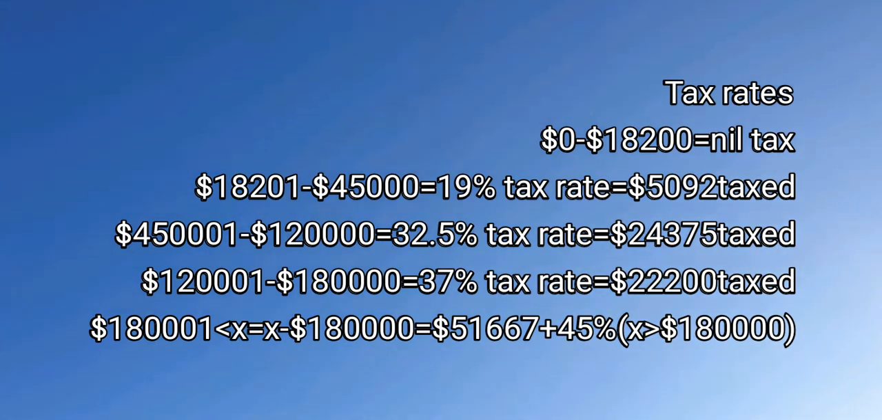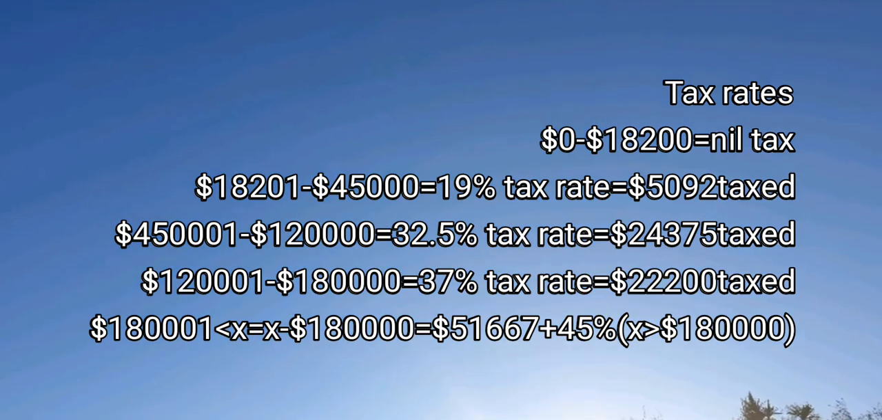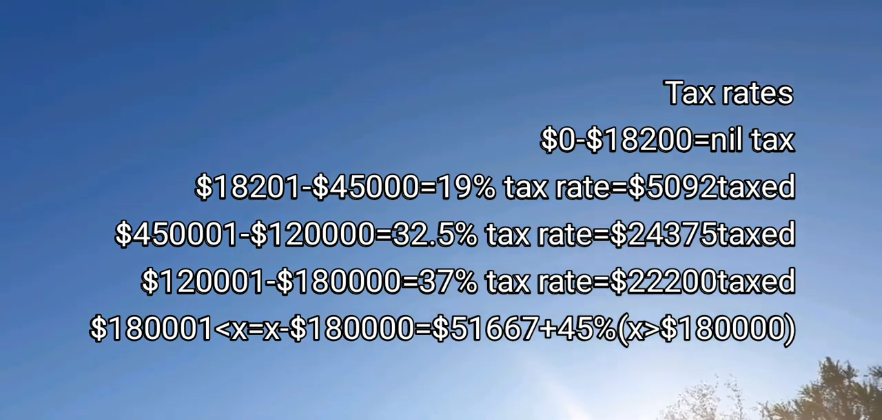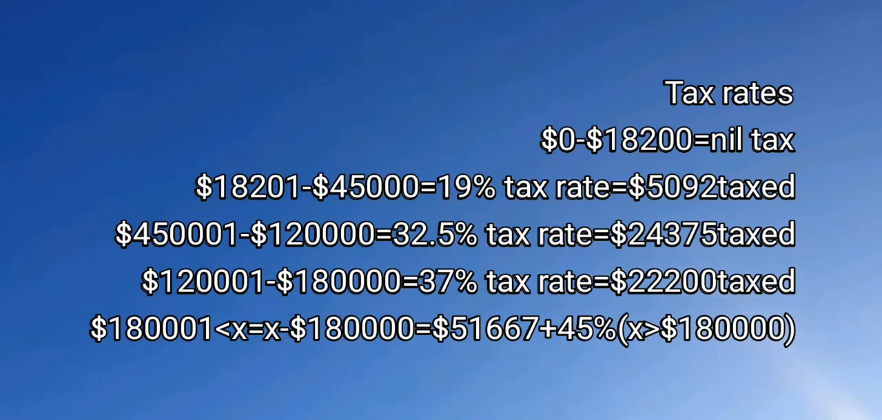When your income is at $120,001 to $180,000, your income tax will be at 37%. If your income is over $180,001, your tax rate will be at 45%. Okay?